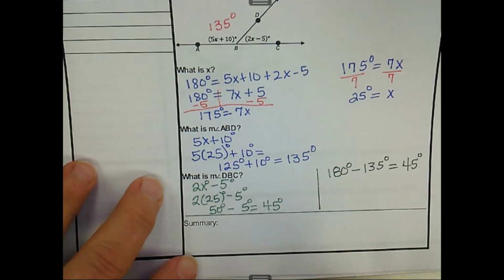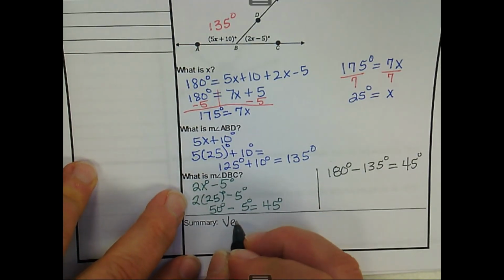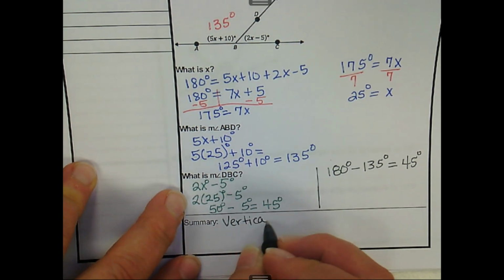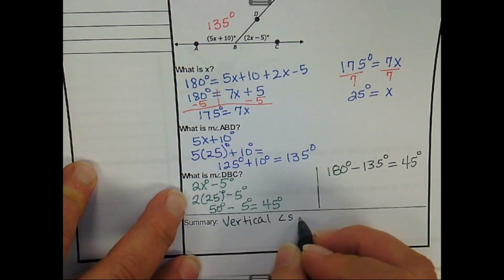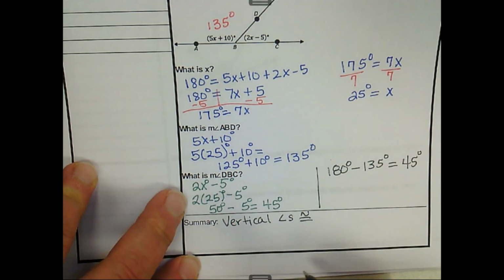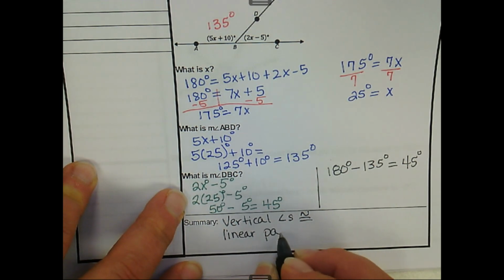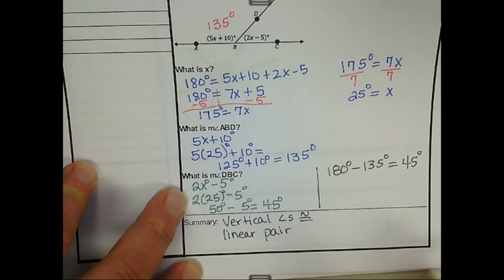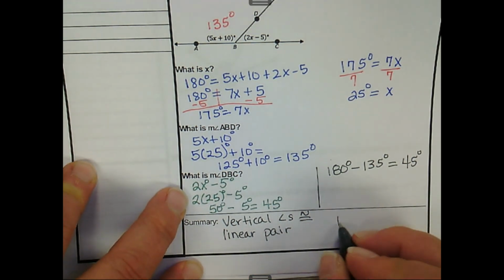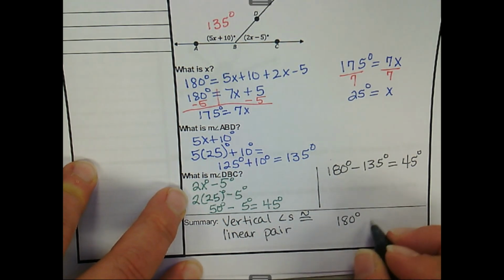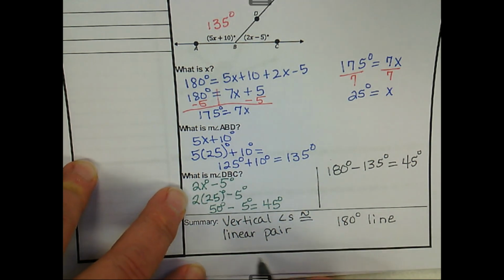So we have proven vertical angles are congruent. We have proven, or we've talked about linear pair, how they add up to 180 degrees. 180 degrees for a line. And we're just looking at proofs and how they work.